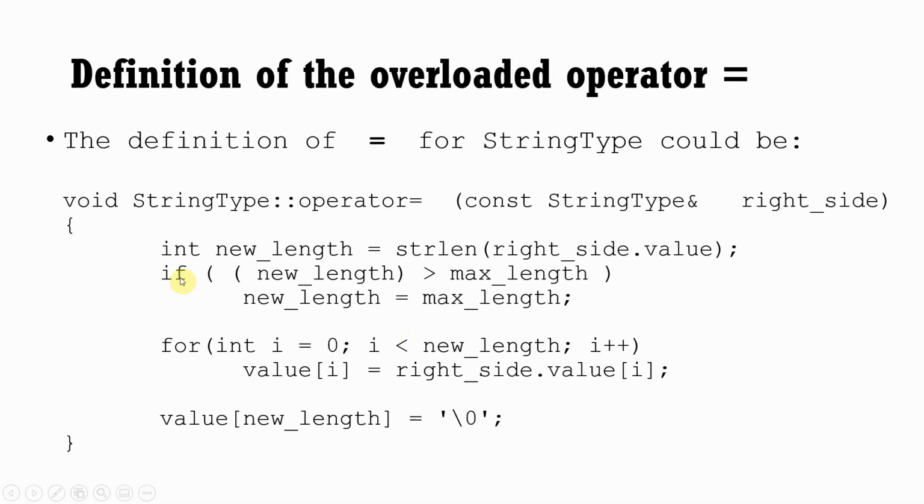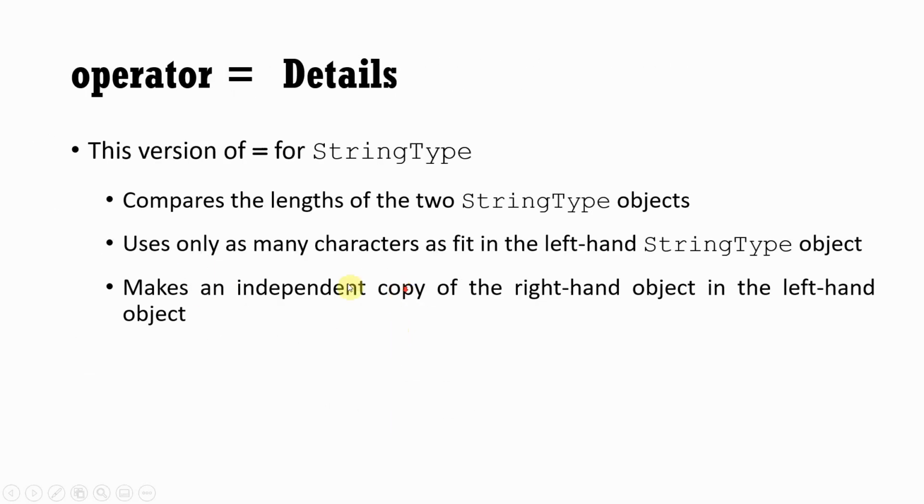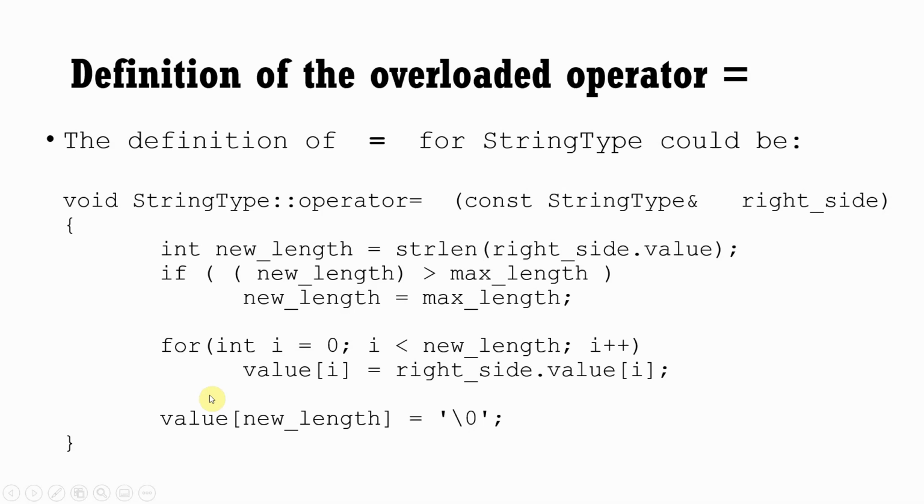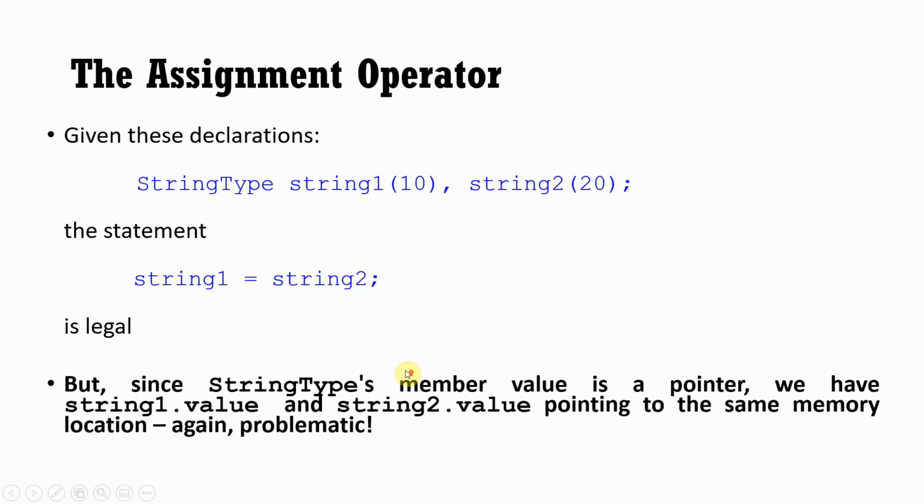So in this version it just basically uses only as many characters as fit in the left hand side object and copies everything from that array into this one. So it does deep copy, right? This part is deep copy, but it doesn't copy the whole array.